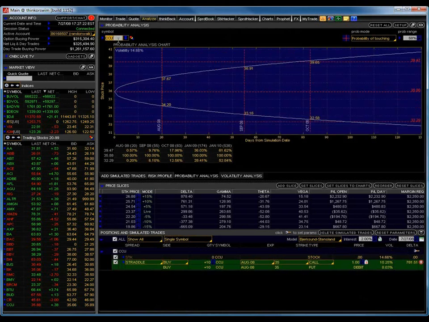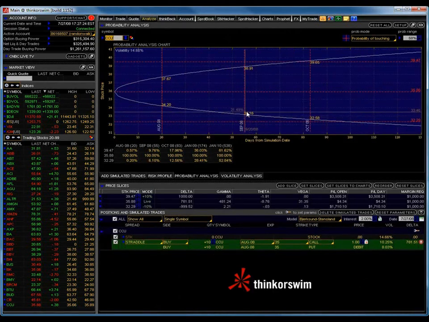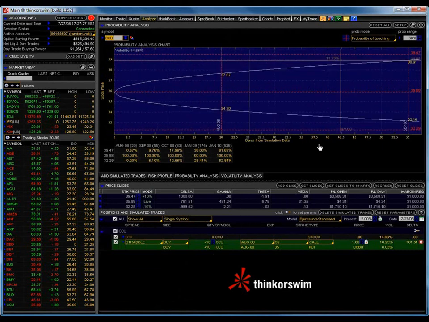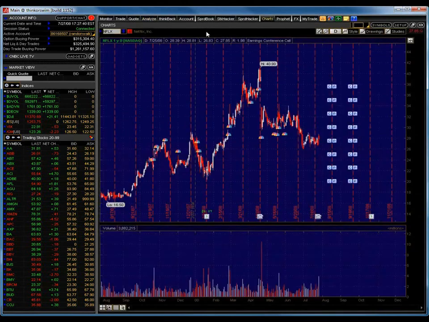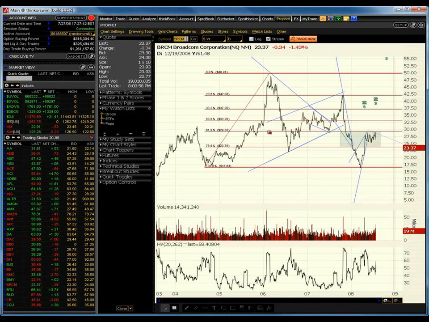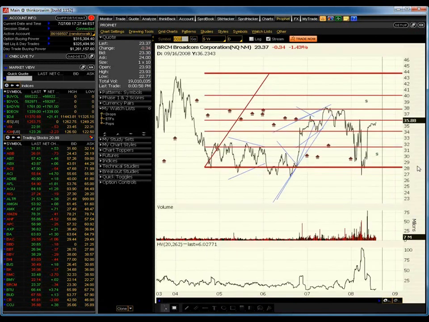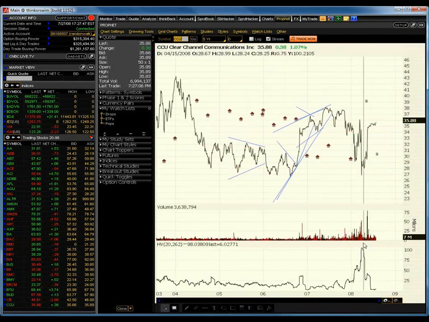Let's go back and take a look at that again. They're predicting a fairly small range in which this stock is going to be moving based on its current volatility. And that's assuming, of course, that the volatility remains the same. It could change, but right now, even though volatility is low, it looks like this stock moves around quite a bit. So this may not be a bad choice.